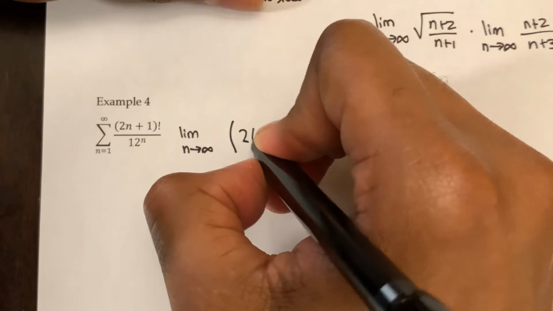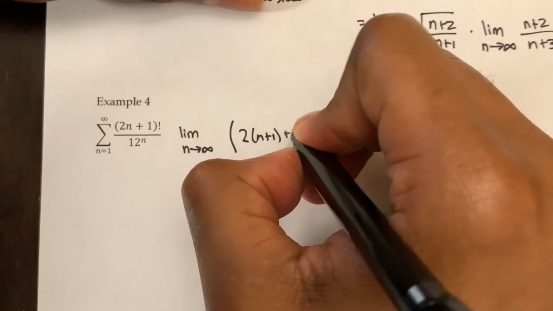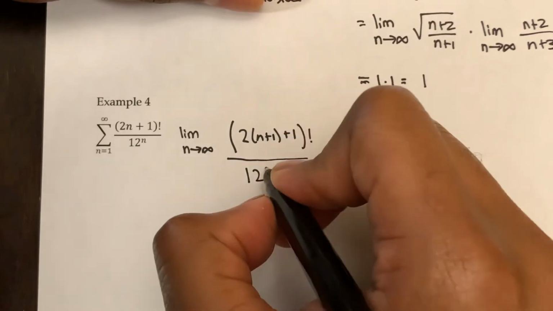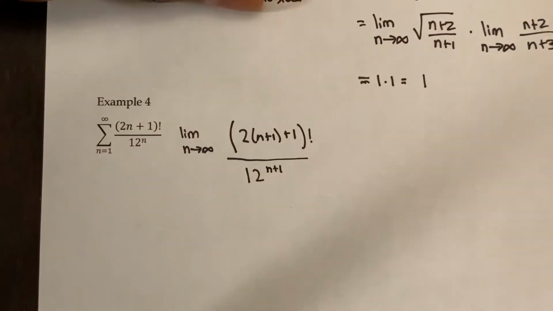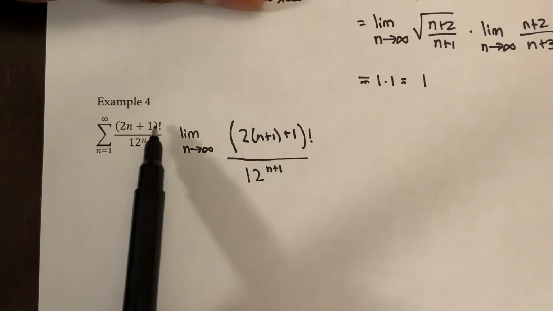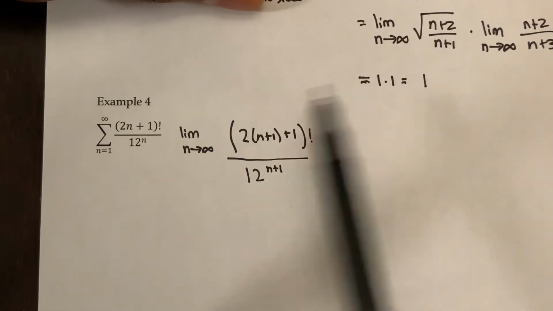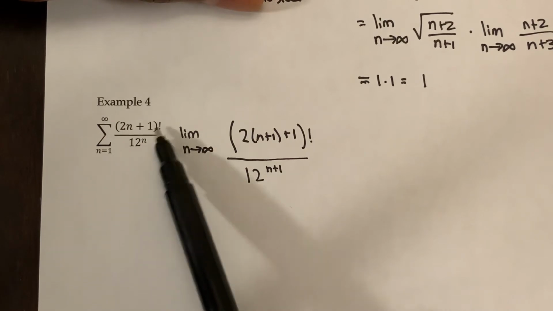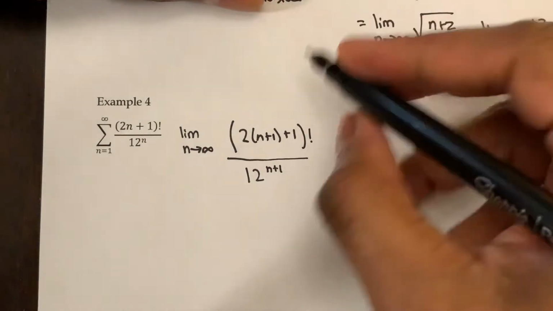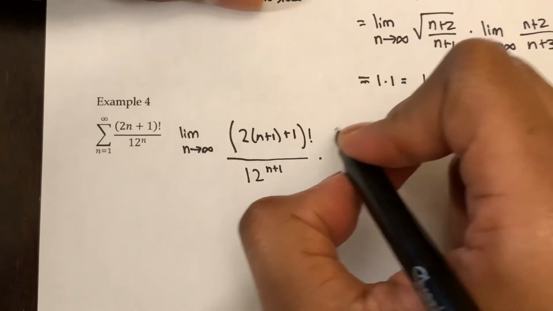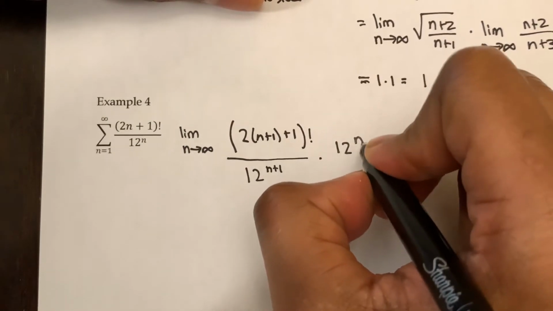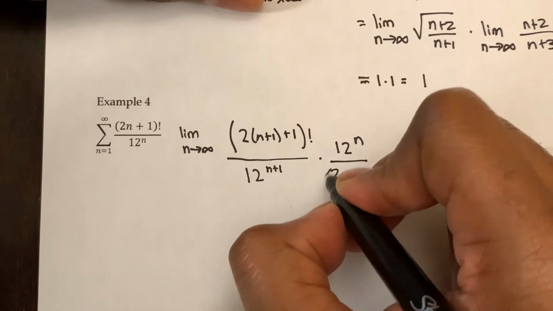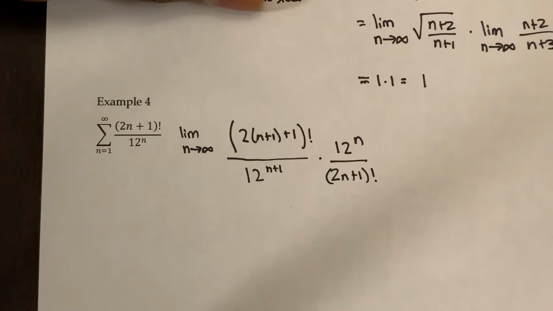2 times n plus 1 factorial over 12 to the n plus 1. And so then again, like the first thing we would do, the next thing we would do after this is immediately divide by 2 to the n plus 1 factorial over 12 to the n. But that is going to be the same as multiplying by the reciprocal, which would be 12 to the n over 2n plus 1 factorial.